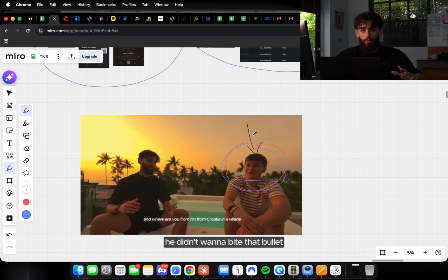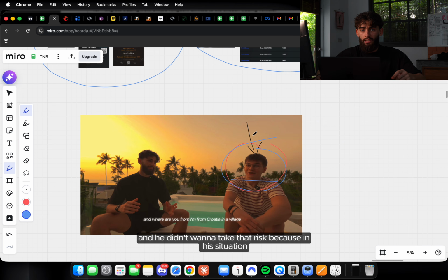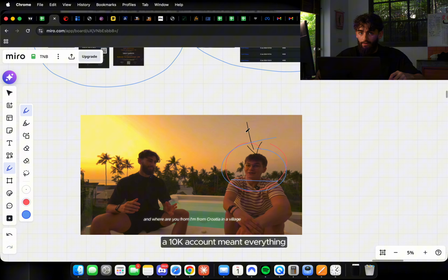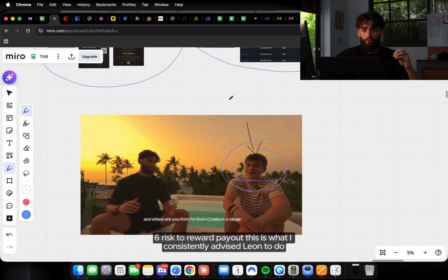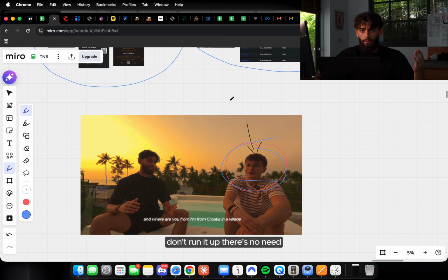He didn't want to bite that bullet and he didn't want to take that risk because in his situation, a 10K account meant everything. He had no money. He had to play it safe. So Leon was risking $75 on a 10K, built that up to a 6R payout. 6 risk to reward payout. This is what I consistently advise Leon to do. A 6R payout, get some money off the platform. Don't run it up. There's no need. Get money off the platform, buy bigger accounts.